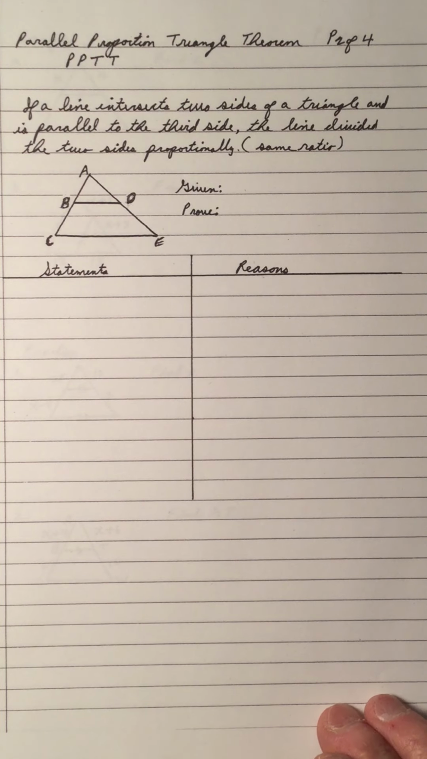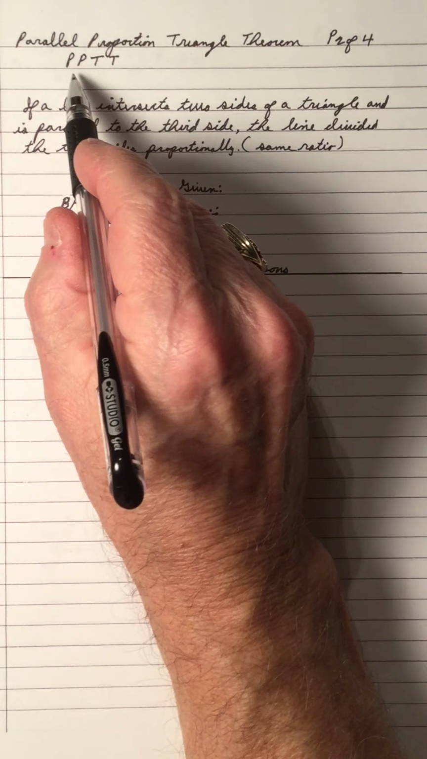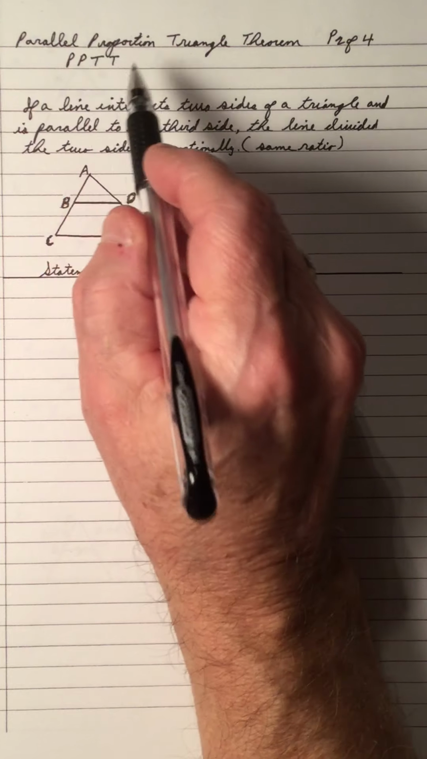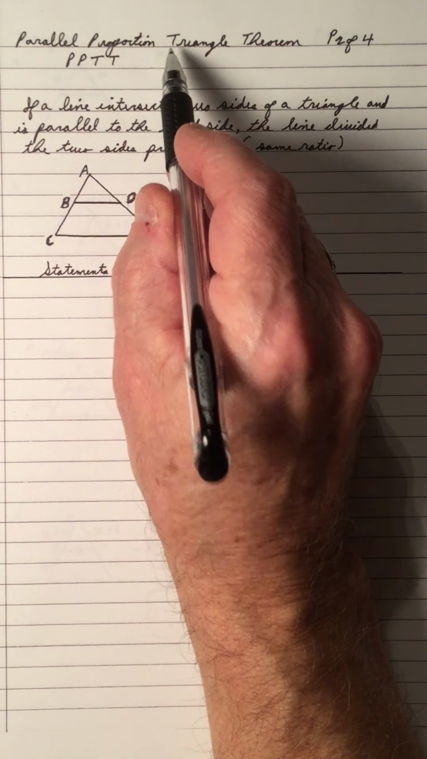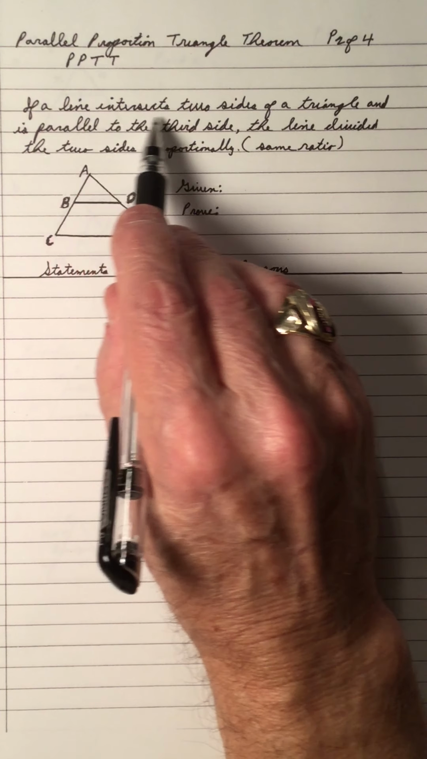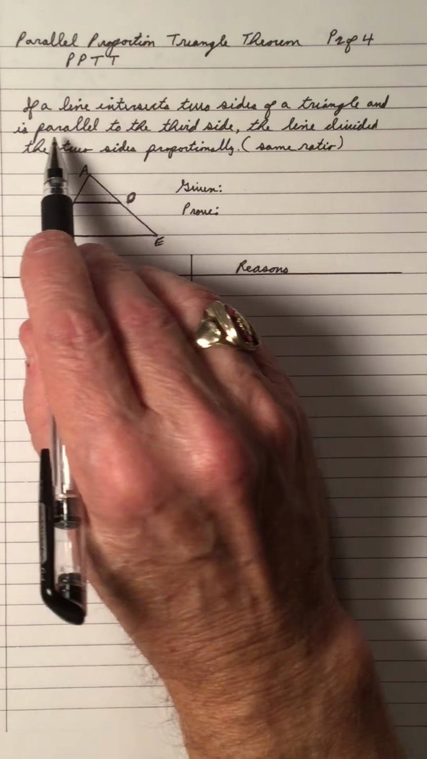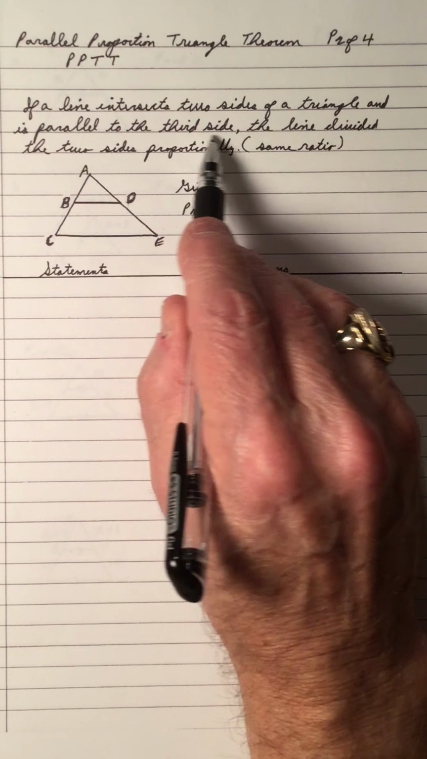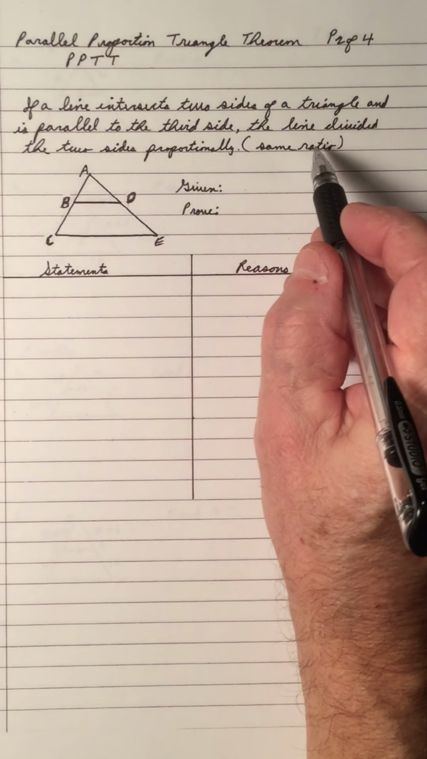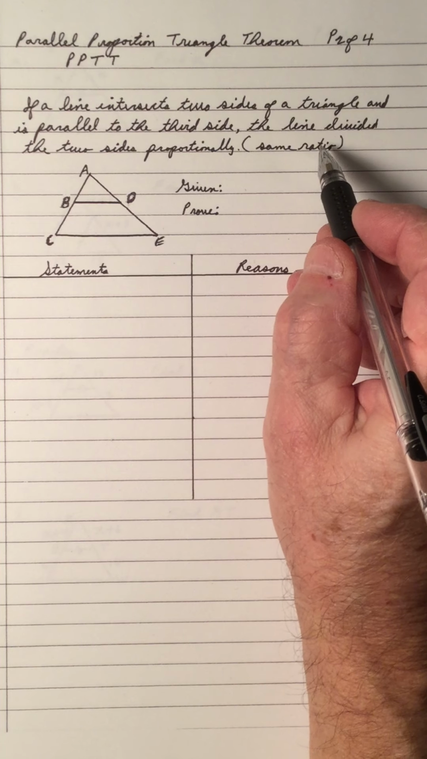Parallel proportion triangle theorem is known as PPTT. P parallel, P proportion, T triangle, T theorem. If a line intersects two sides of a triangle and is parallel to the third side, the line divides the two sides proportionally, that is, in the same ratio.